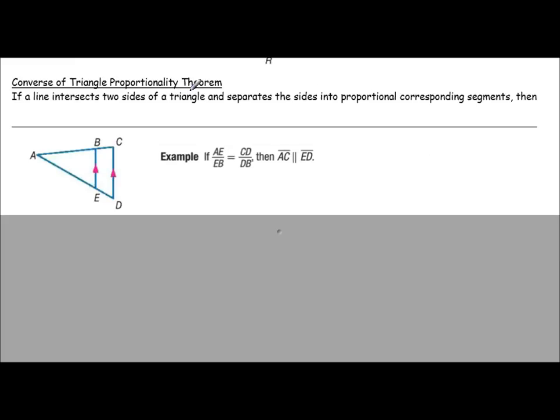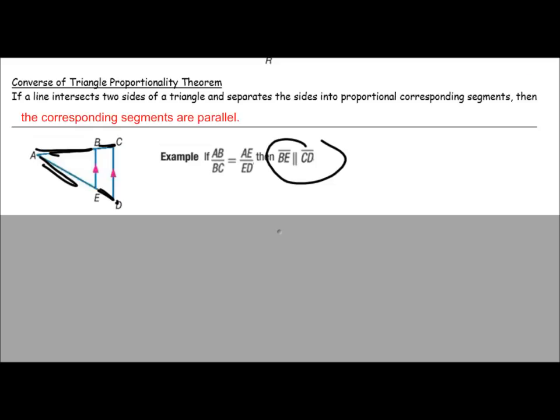The converse of the triangle proportionality theorem just says that, so if AB over BC is equal to AE over ED, then we can conclude that this segment BE is parallel to CD. So we can say that the corresponding segments are parallel.